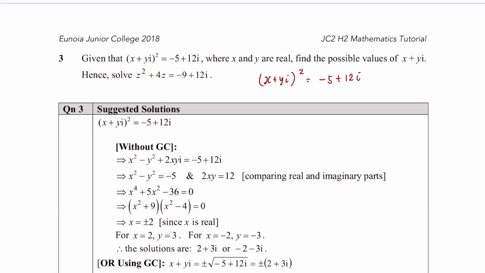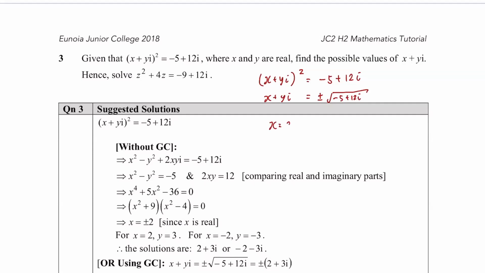After you solve for x and y, what are you essentially doing? You are taking the square root, so plus minus square root of minus 5 plus 12i. Maybe I didn't explain clearly. That's your answer to x and y. In this case, actually you could have just used a calculator directly. You could have just used the GC directly. They never say without GC.